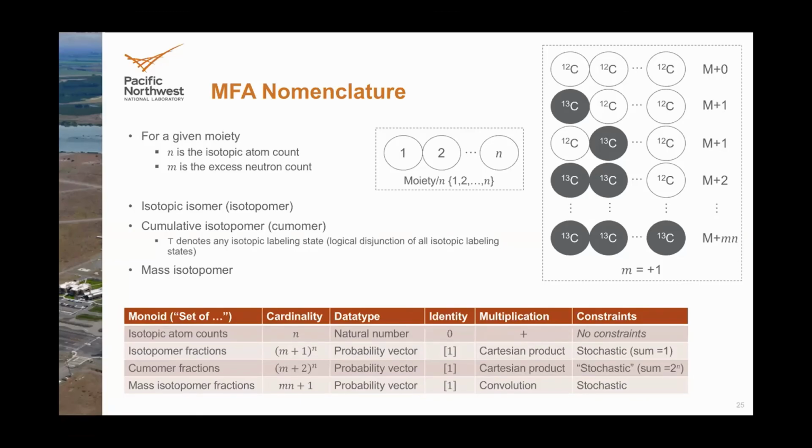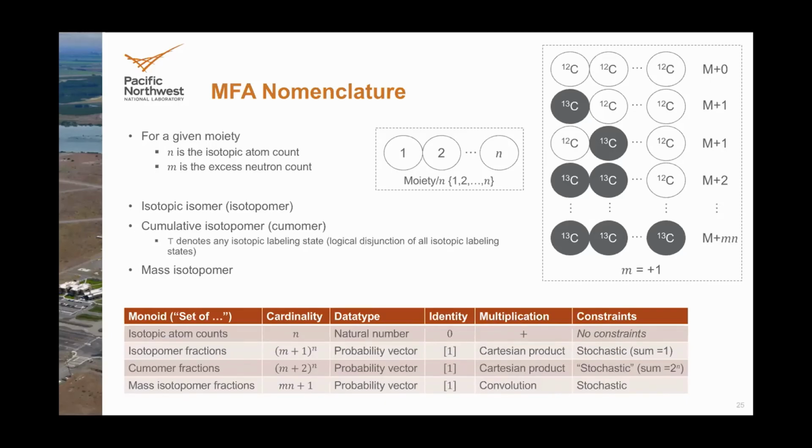Then the next variable, the next kind of hyperparameter, one might even say, in our model is the excess neutron count, m. I mentioned that we're going to swap things out with their isotopic variants. When you have, for example, carbon-12, one of its isotopic variants would be carbon-13, in which case we've added a neutron. So the neutron excess would be +1. And it's important to know what n and m are in advance because it tells us how many possible variables we'll have in our model.